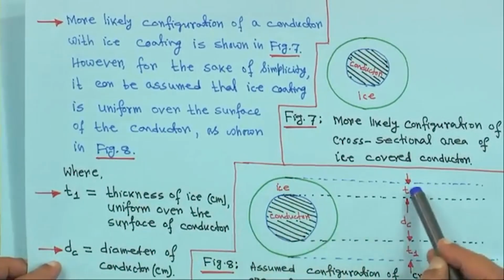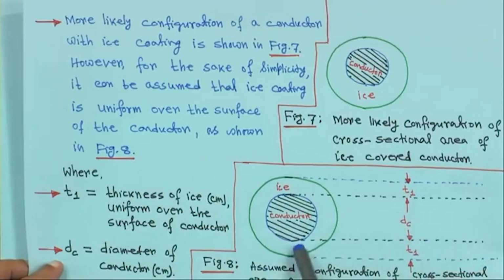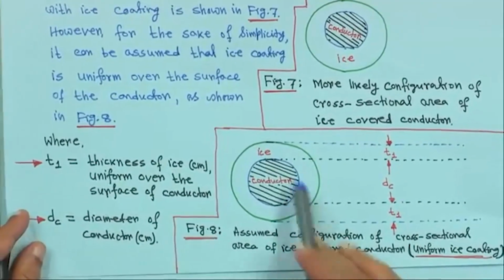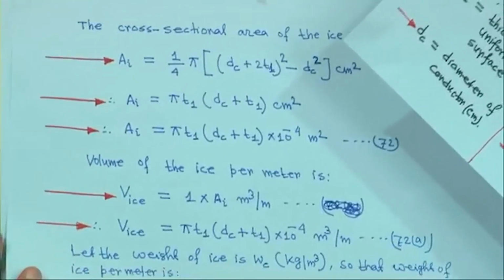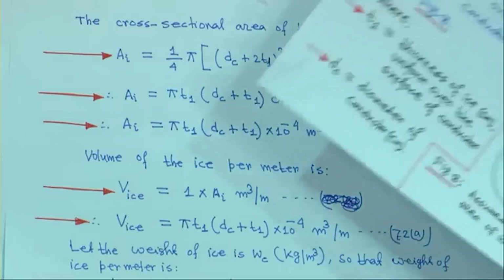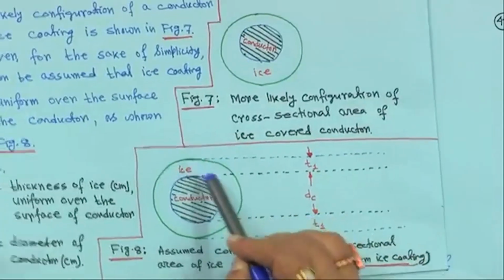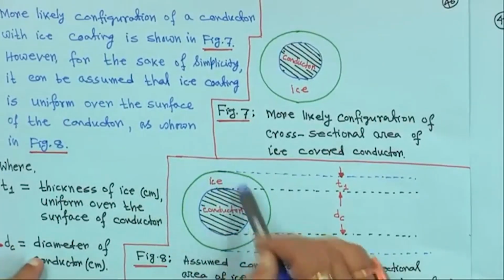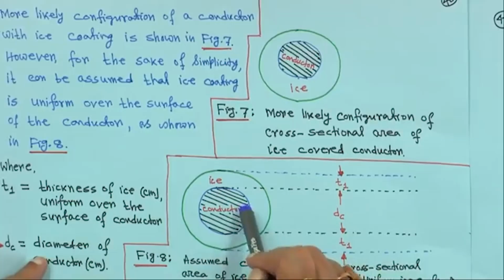So, we assume that this T1 is the thickness of the ice, it is uniform, this is T1, this is T1, and this is the diameter of the conductor, and this is in centimeter, this T1 thickness is also in centimeter, and this is the conductor. Now, the cross sectional area of the ice, you know pi by 4 d square is the cross sectional area. So, when you are taking only ice, find out the total area including the ice cross sectional area and subtract the conductor area. So, you will get the area of the ice.